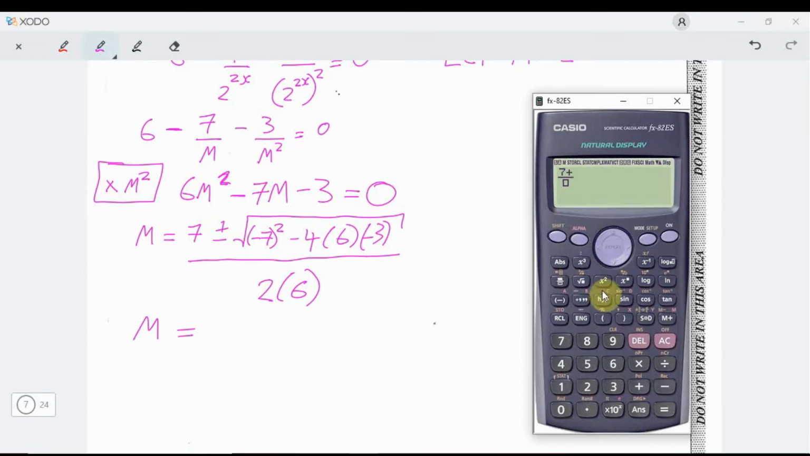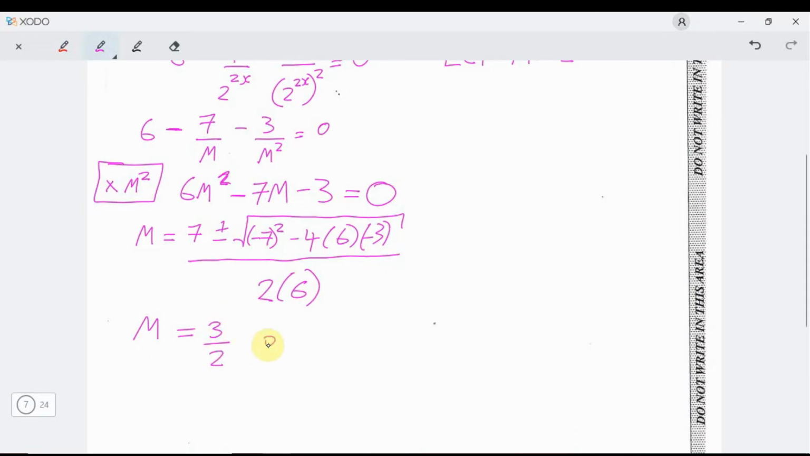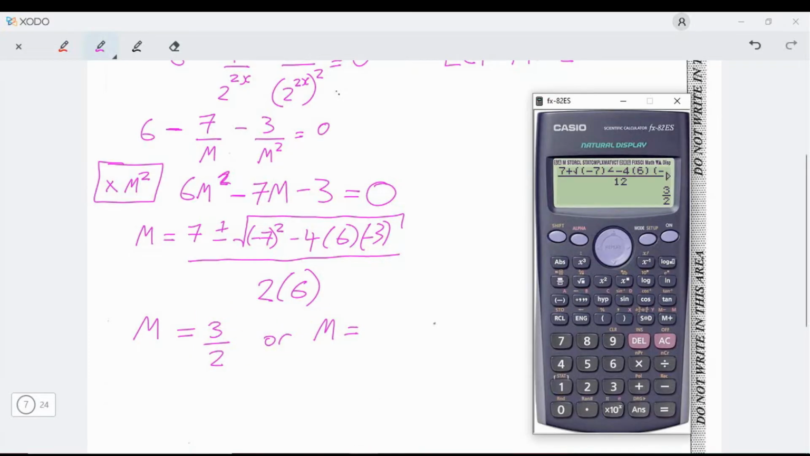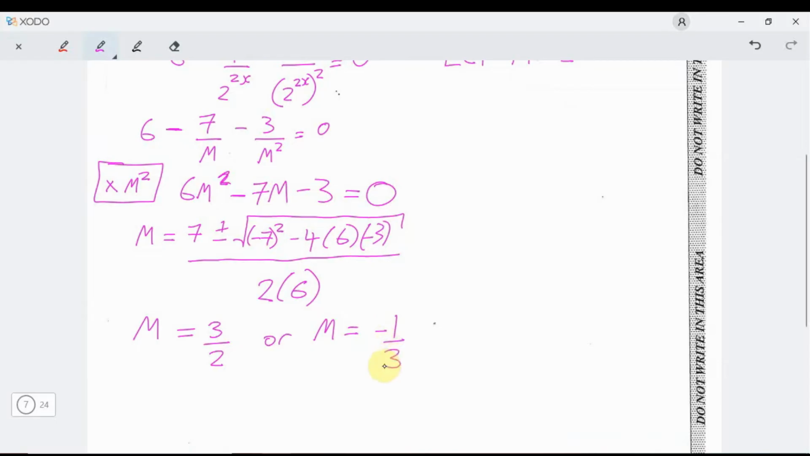So m is minus b, so 7 plus or minus the square root of b squared minus 4 times a times c, divided by 2a. So 7 plus or minus the square root of minus 7 squared minus 4 times 6 times negative 3, close the bracket, divided by 2 times a, which is 12. Put that in the calculator and we get m equals 3 over 2, or, putting the next one in the calculator when the sign is minus, we get m equals negative 1 over 3. Oh, okay, I see where I was factorizing wrong now. So those are your two m values.